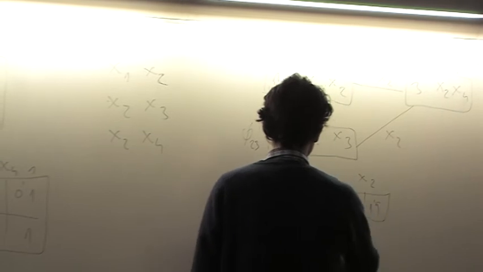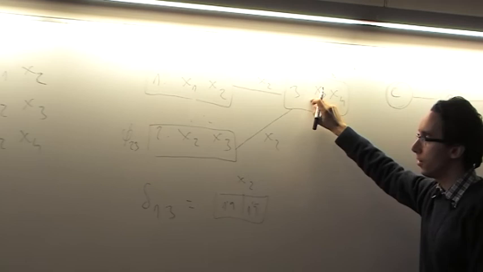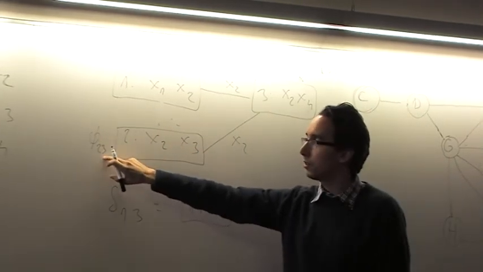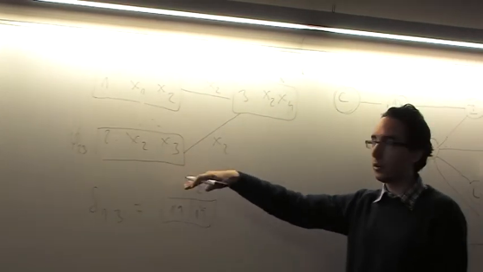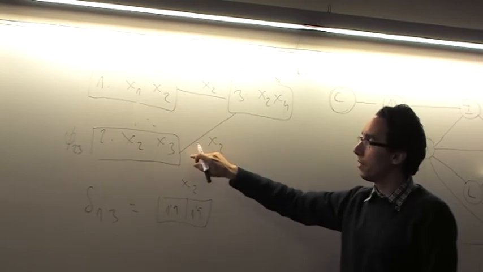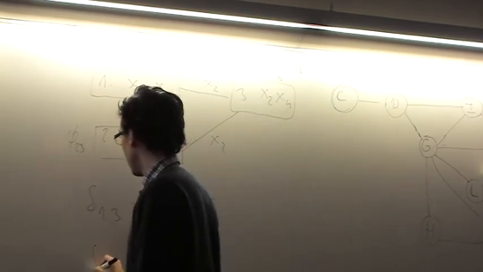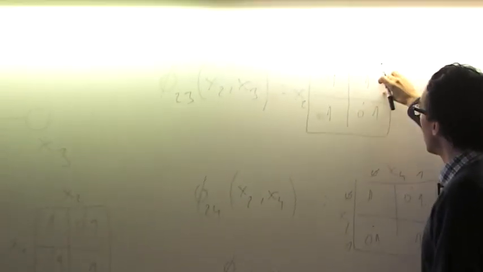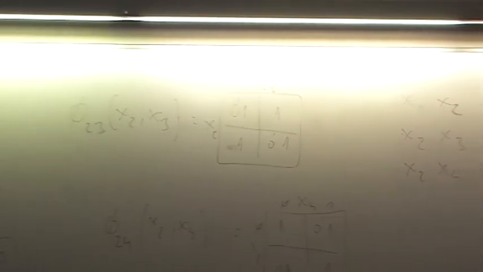I get this message. Then I send a message from node 2 to node 3, which is done in the same way. The message is going to be the potential associated to the node times the incoming messages. There are no messages, and I sum out the variables that are not in the subset, which is x3. So this message, I go to this factor and sum out variable 3, so it takes value 1, 1, 1, 1.